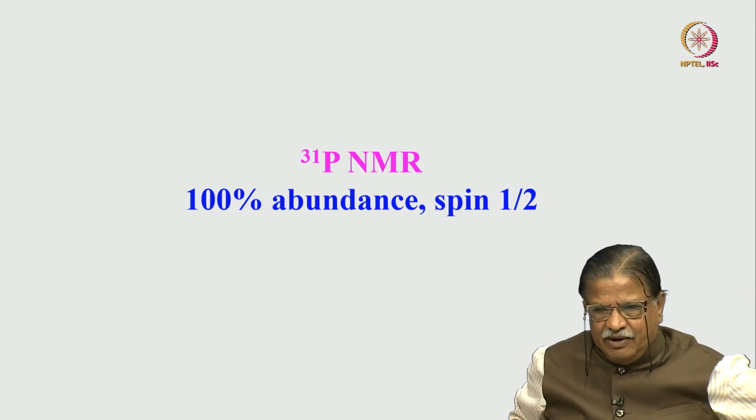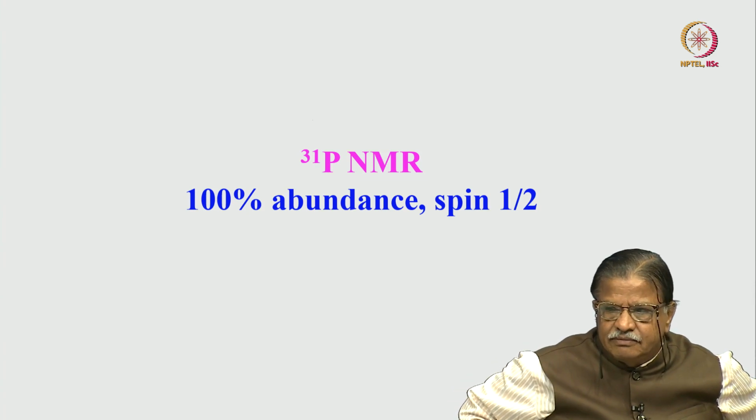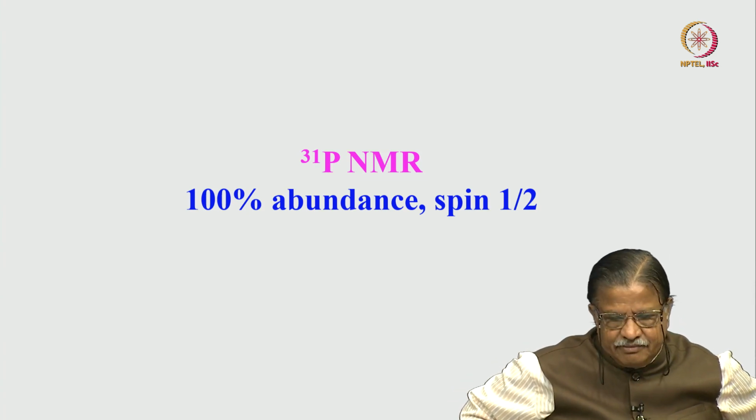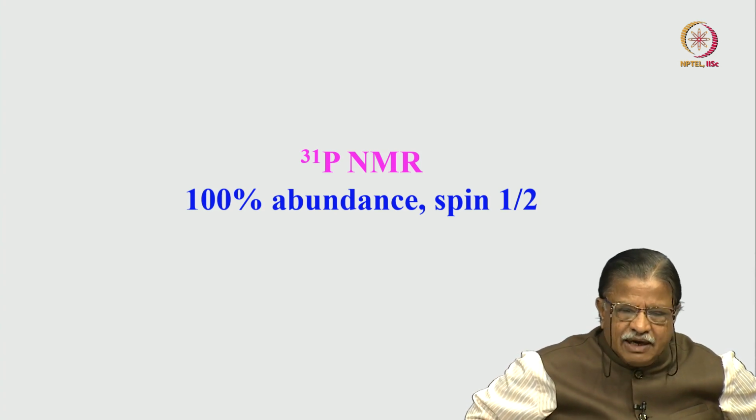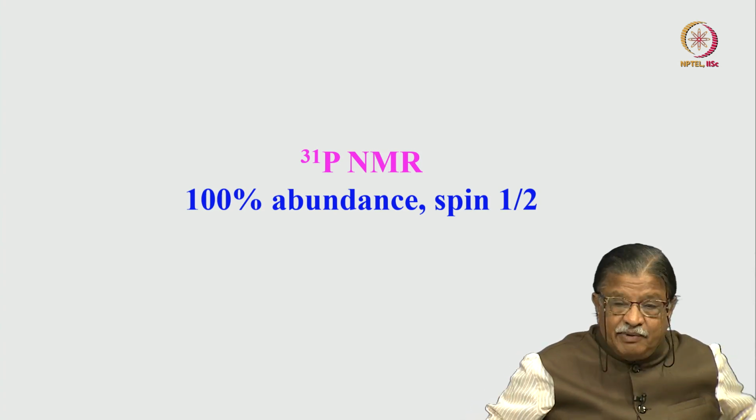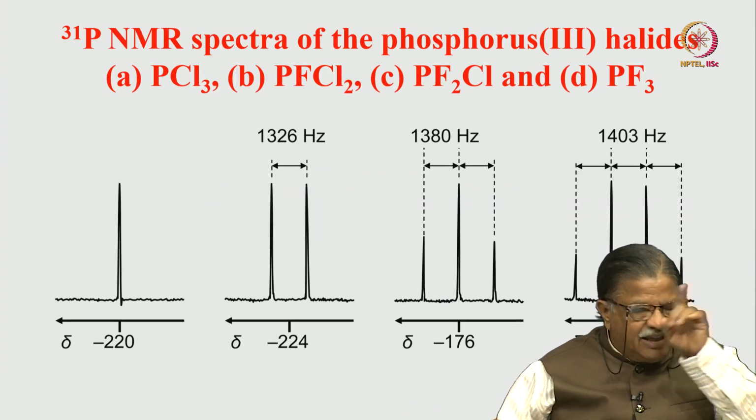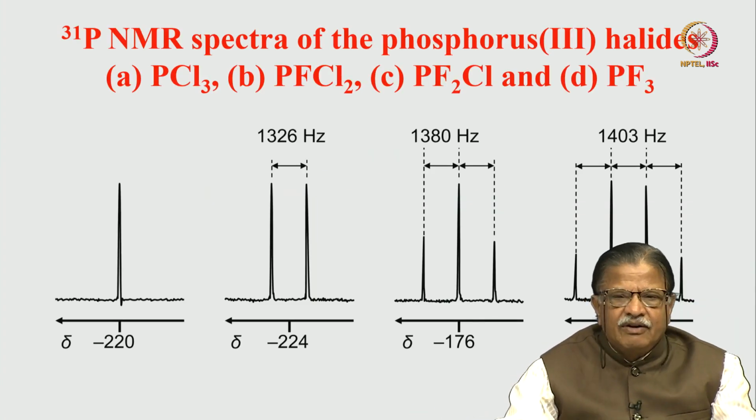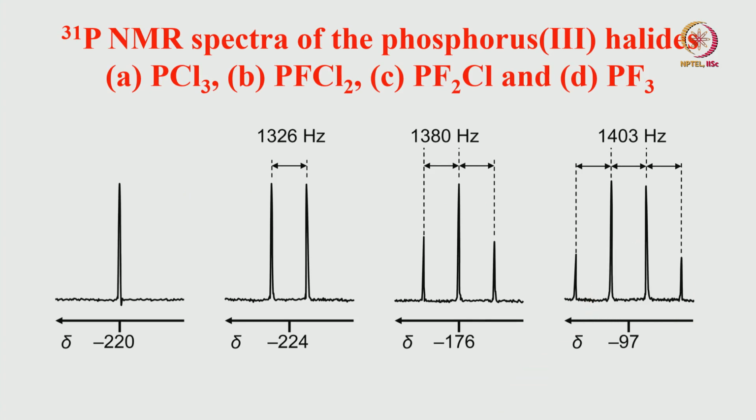We will keep going, otherwise we will be stuck with only one nucleus for a long time. Let us look at the second nucleus, that is phosphorus NMR. Another friendly nucleus because it is 100% abundance, spin half. Spin half nuclei are always friendly nuclei for us. Let us see 4 different types of molecules. Take an example like this. We see the phosphorus NMR of that.